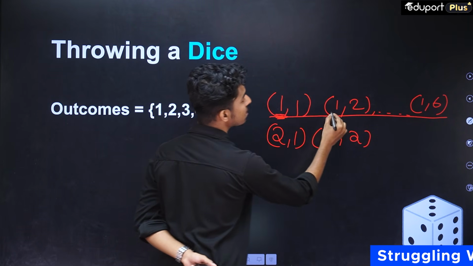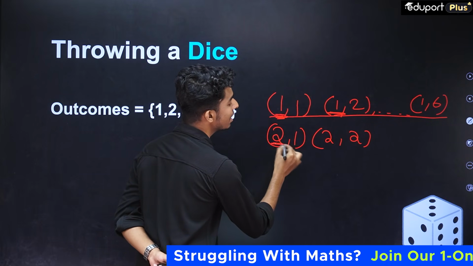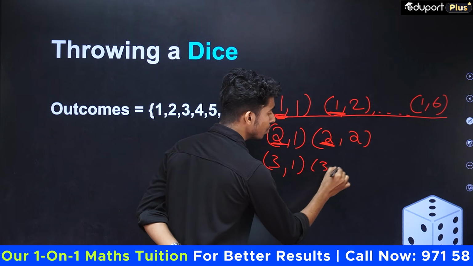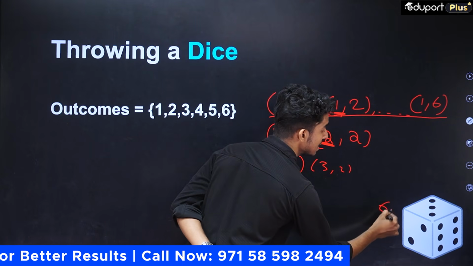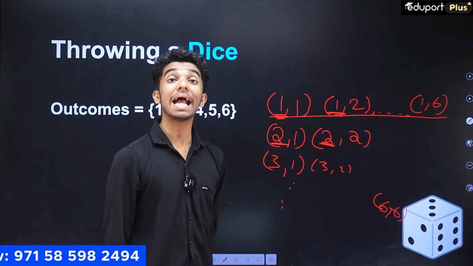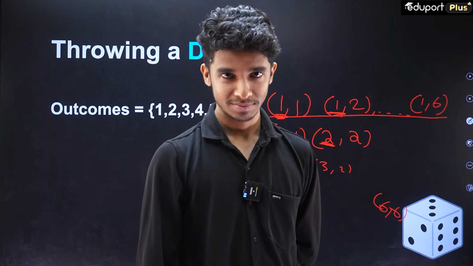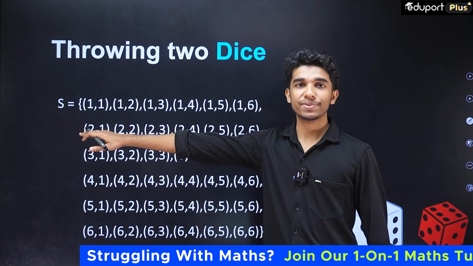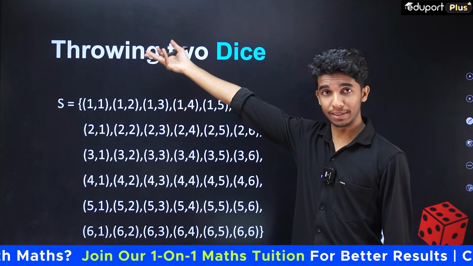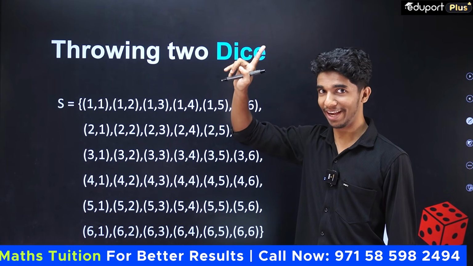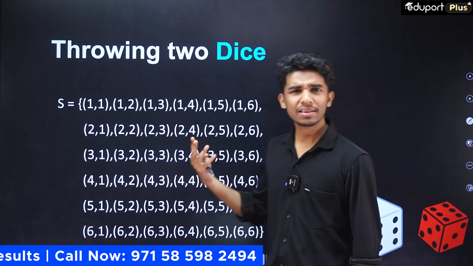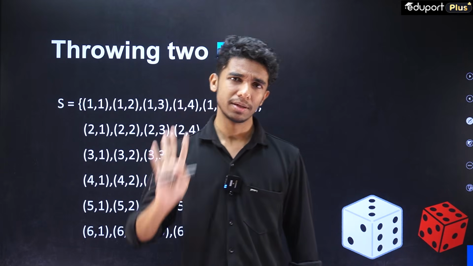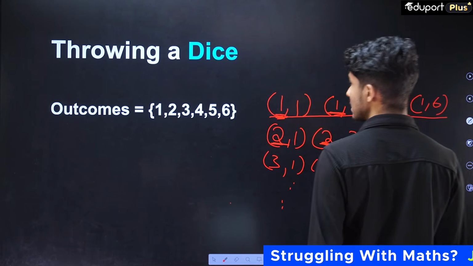Fixing the first one, just look at this row. I fixed the first one as 1, and in this row I fixed the first one as 2. Similarly, 3, 1, 3, 2, etc., until 6 comes. Altogether 36 observations come. So these are all the observations from throwing 2 dice. Cases of 3 dice you do not need. You only need 2 dice problems. So let us dive into the problem.